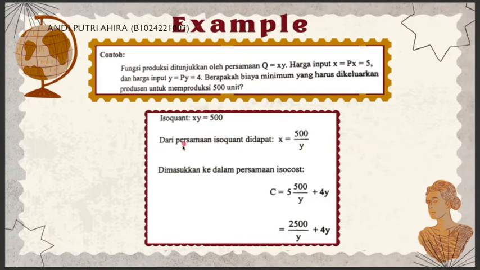From the isoquant equation, we can get that X equals 500 divided by Y. After that, we insert all the numbers into the isocost equation. So the equation is C equals Px times X plus Py times Y. So it will be 5 times 500 divided by Y plus 4 times Y. The result will be 2,500 divided by Y plus 4Y.